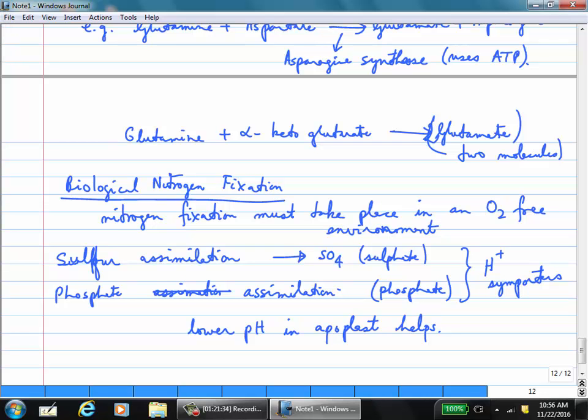Once the sulfate ion gets in, then it has to be assimilated into cysteine, right? Because that's the amino acid that uses sulfur. Phosphate will be converted into things like ATP and all these other things, right? They need to use that phosphate ion.